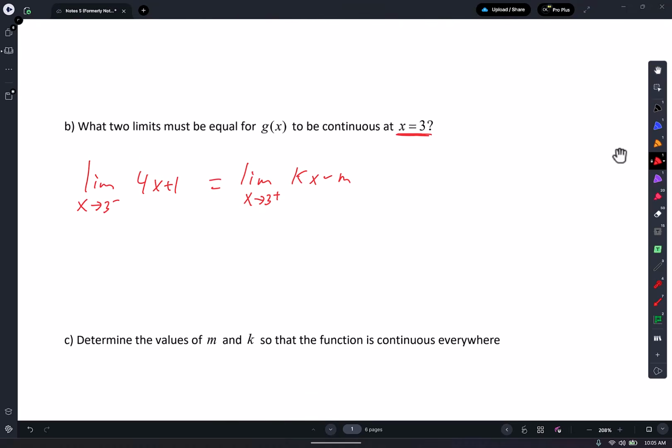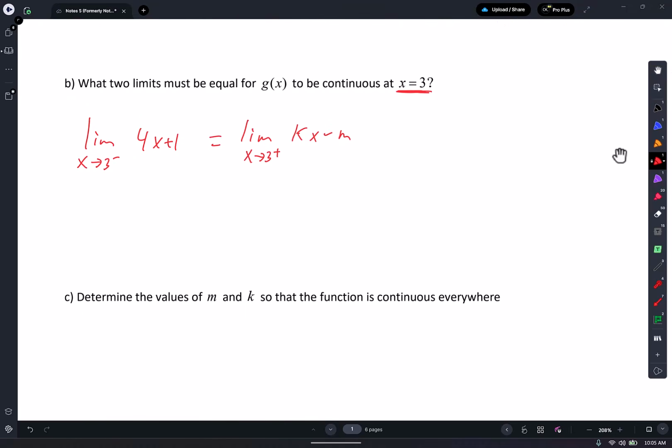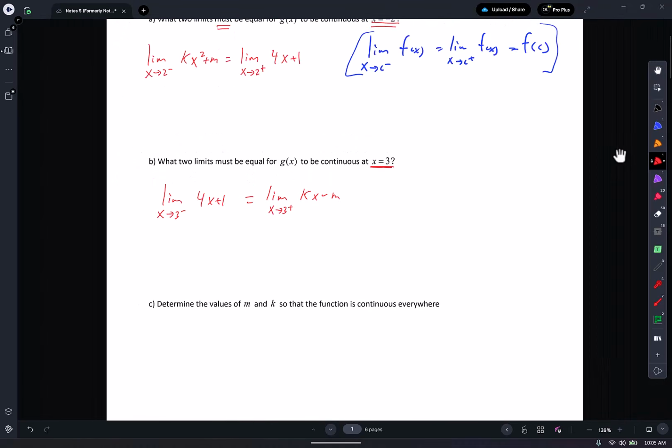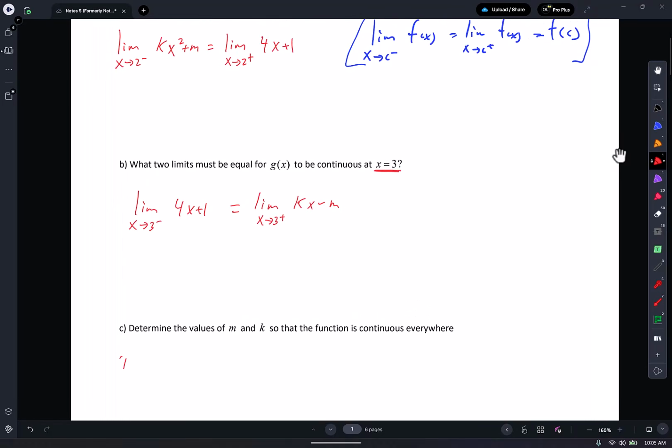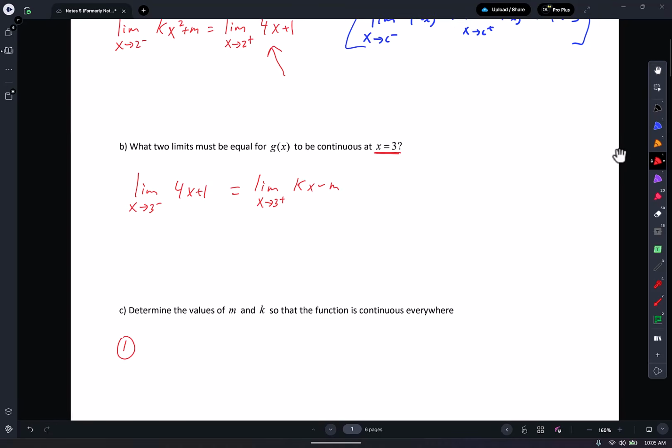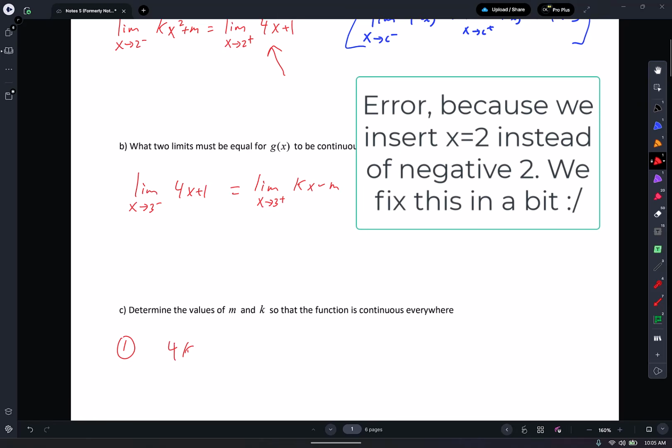Let's go to letter C. It says determine the values of m and k so that the function is continuous everywhere. Well, I'm looking at letter A. And so here's my equation number 1. Notice that if I do direct substitution for the right-hand side, that's 4 times 2, which is 8, plus 1, which is 9. So I better have 4k plus m better equal 9. Does everyone know where that 4 came from?